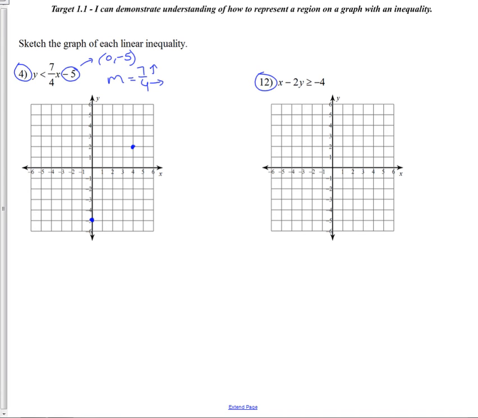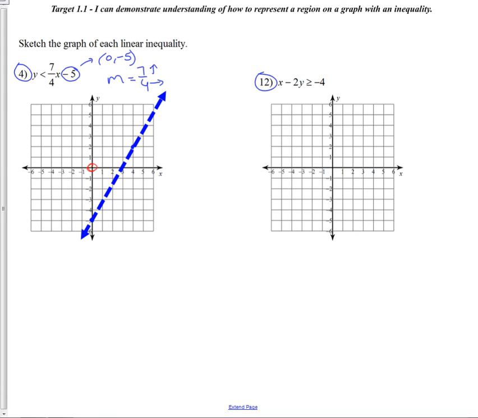And since it's a less than, that means that it is a dashed line. If it was a less than or equal to, we would use a solid line. There you go. Now we are going to shade. So in order to shade, we need to pick a point that's on one side of the line or the other, not on the line.